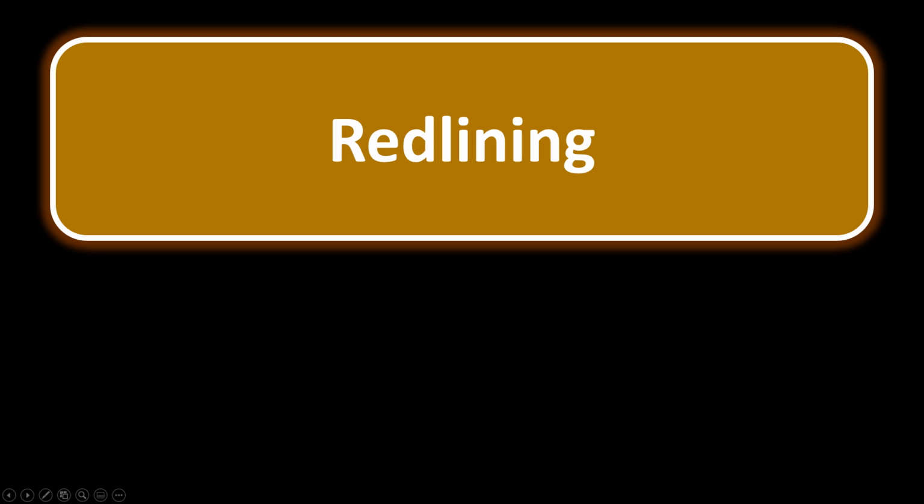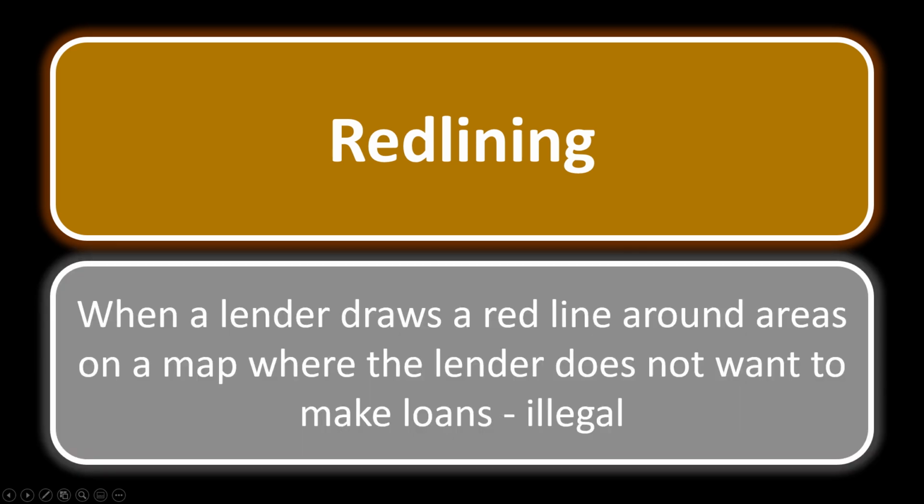Redlining. You should be thinking of fair housing. It's when a lender takes their red pen and draws a line on a map and says, we're not going to fund loans to any property in these areas. So basically discriminating, it's illegal and they're not allowed to do this. So when a lender draws a red line around areas on a map where the lender does not want to make loans, this is illegal and it's called redlining.